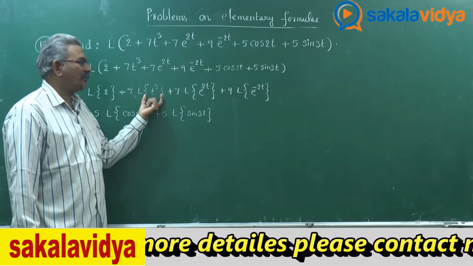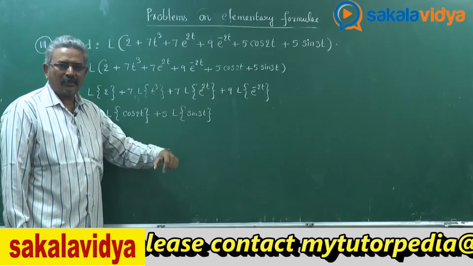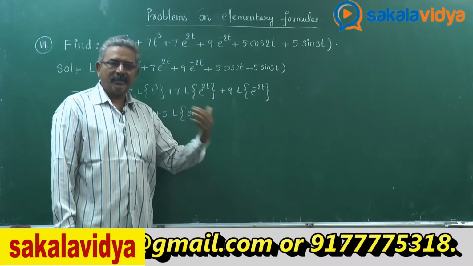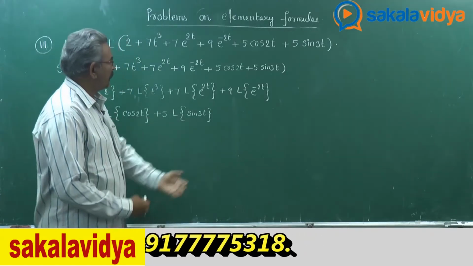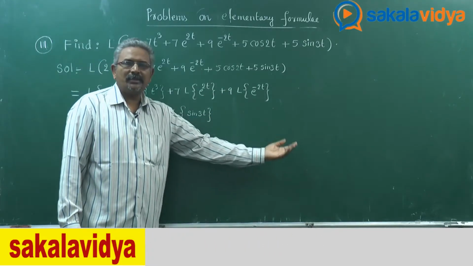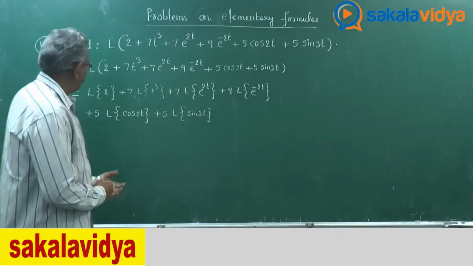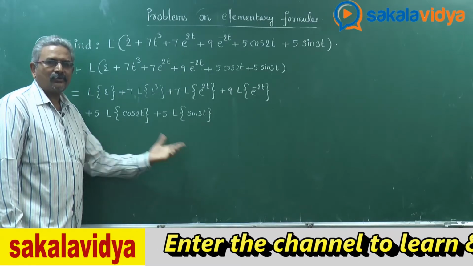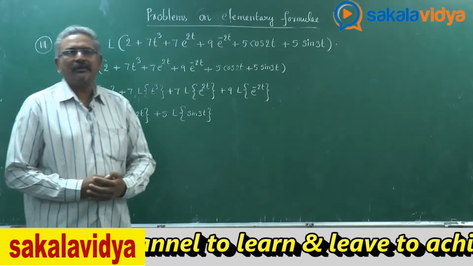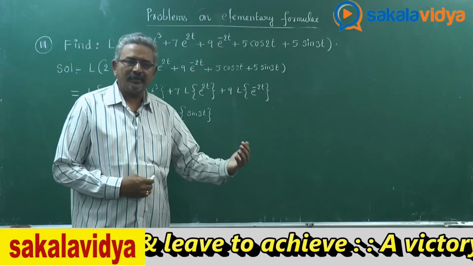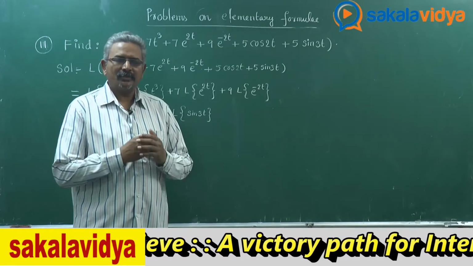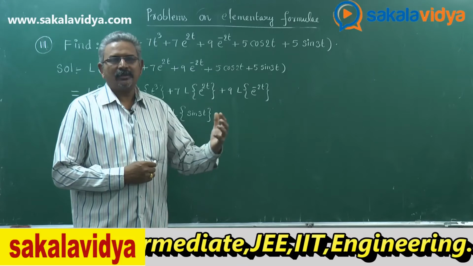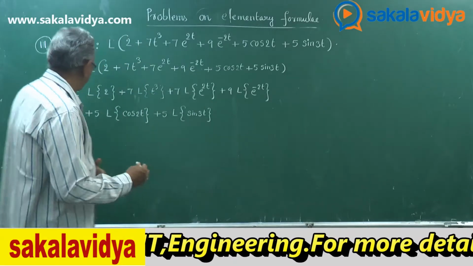Now the Laplace transform of 2, being a constant, we can directly write as 2 by s. The Laplace transform of t cube is 3 factorial by s to the power of 3 plus 1. The Laplace transform of e power 2t is 1 by s minus 2. The Laplace transform of e power minus 2t is 1 by s plus 2. The Laplace transform of cos 2t is s by s square plus 2 square, whereas the Laplace transform of sin 3t is 3 divided by s square plus 3 square. So we write all these values and simplify to get the final answer.